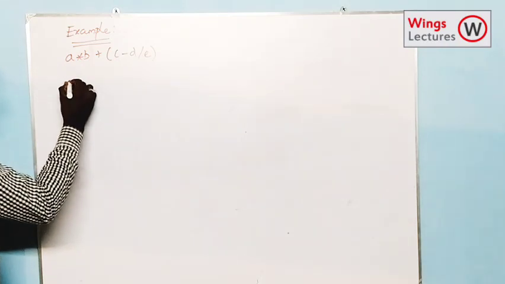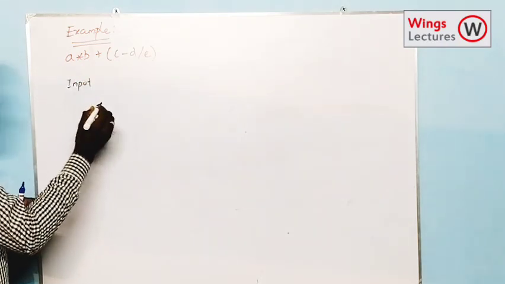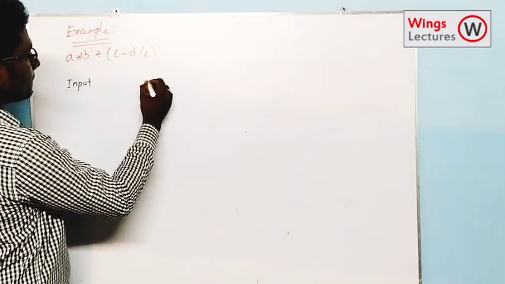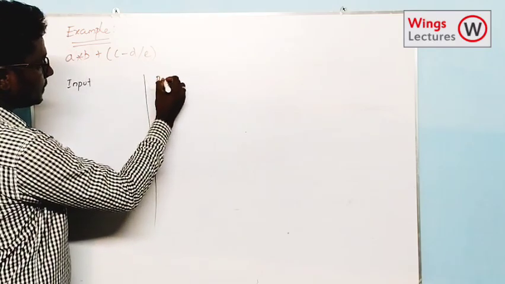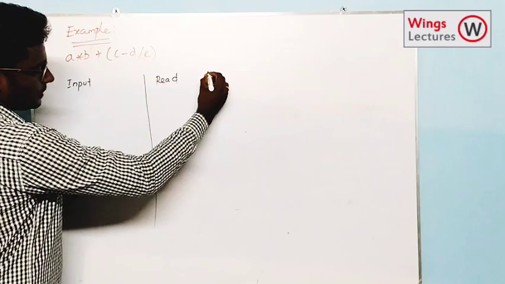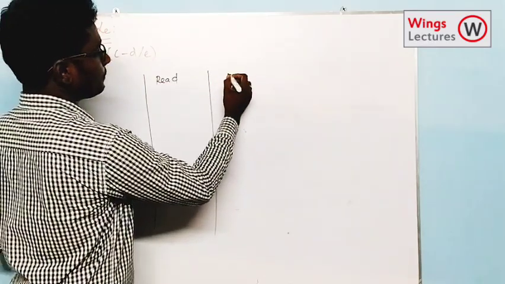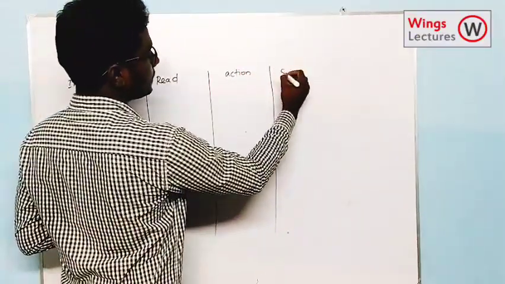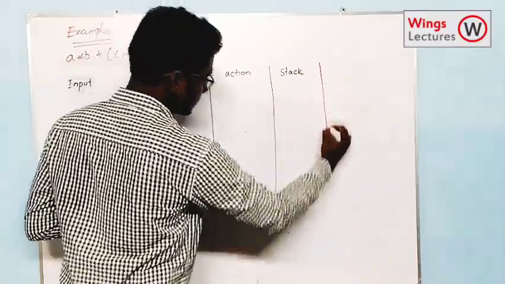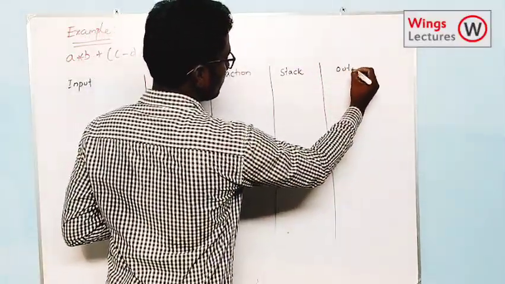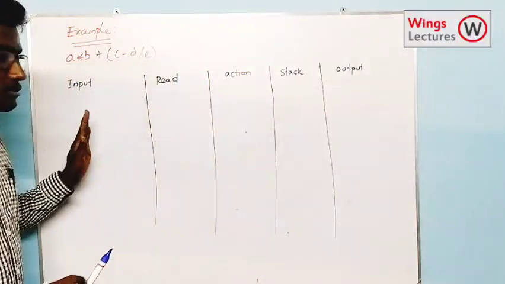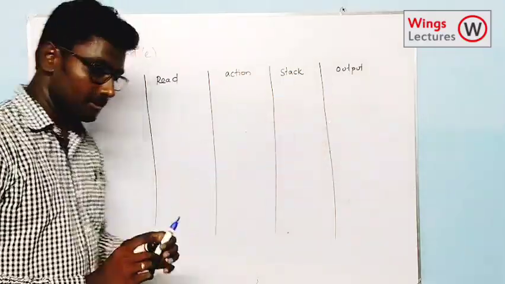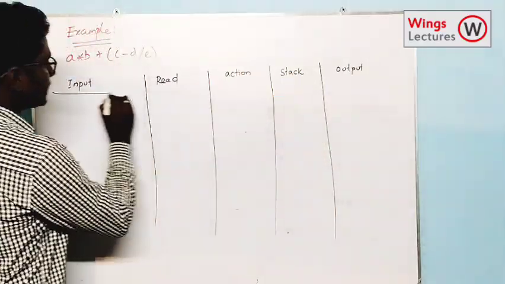First one is for input. And then the second one, we consider as read, and then action, and then stack, and finally output. So here I have split my page into 5 different columns. Okay, so let me explain one by one, step by step.